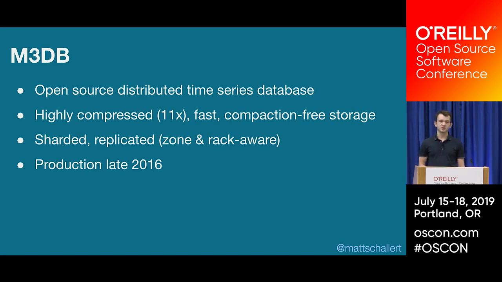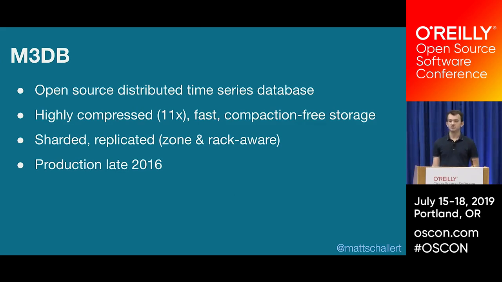M3DB is a time series database that we built with the real-time metrics use case in mind, although we've later expanded it to a variety of more generic use cases. But for that real-time metrics use case, M3DB uses a variant of Facebook's Gorilla time series encoding algorithm to give us roughly an 11 times compression ratio as opposed to just storing raw timestamp value pairs on disk. Since we optimize for real-time metrics data, we can avoid compactions in the common case since metrics are just being written as they come in, which makes M3DB really fast.